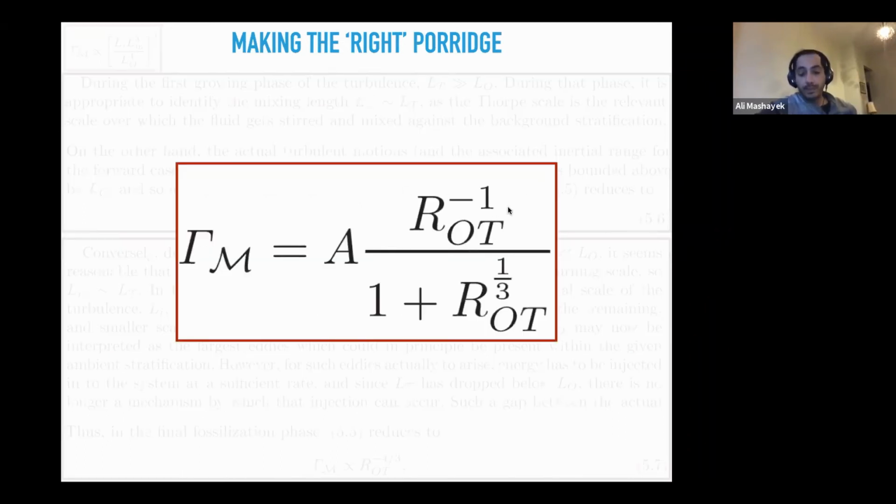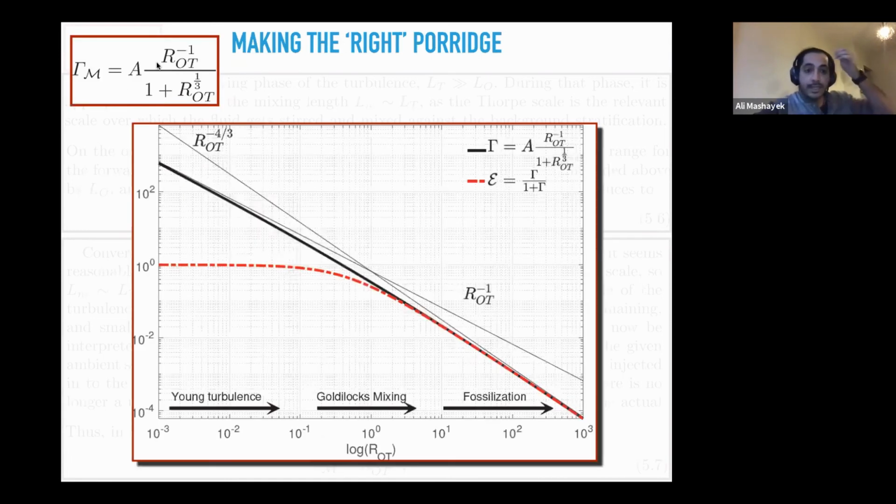Now you can combine them into one relationship of this form, and that relationship can be visualized if I plot it as a function of the ratio of the Ozmidov to Thorpe scale. In early phases of turbulence, the Thorpe scale is much larger than the Ozmidov scale because you have the overturn in place, but the turbulence hasn't grown yet. In that phase, you're going to have the first scaling, ROT to the -1, and that would be that branch. And in the fossilization phase, you get the other scaling, which is to the -4/3, where LT is very small and LO, which is the potential that eddies could have, is larger. And you combine them and you get this black line.